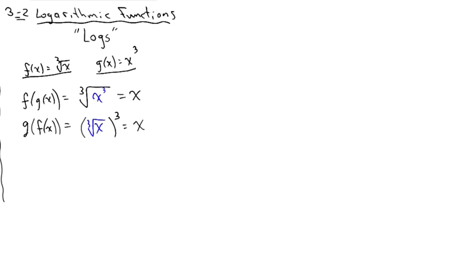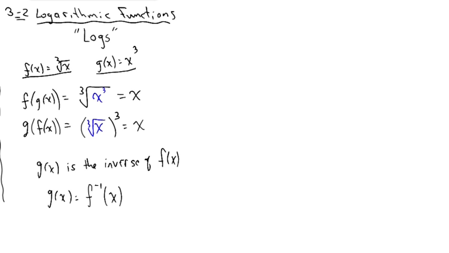Come on. When you compose two functions together backwards and forwards and you end up with just the domain, x, then those functions are called inverses. g of x is the inverse of f of x. In other words, g of x is equal to f inverse of x. Don't read that as f negative 1 x. That's f inverse of x. That's one of the properties of inverse functions: when you compose them with each other, they just spit out the domain.